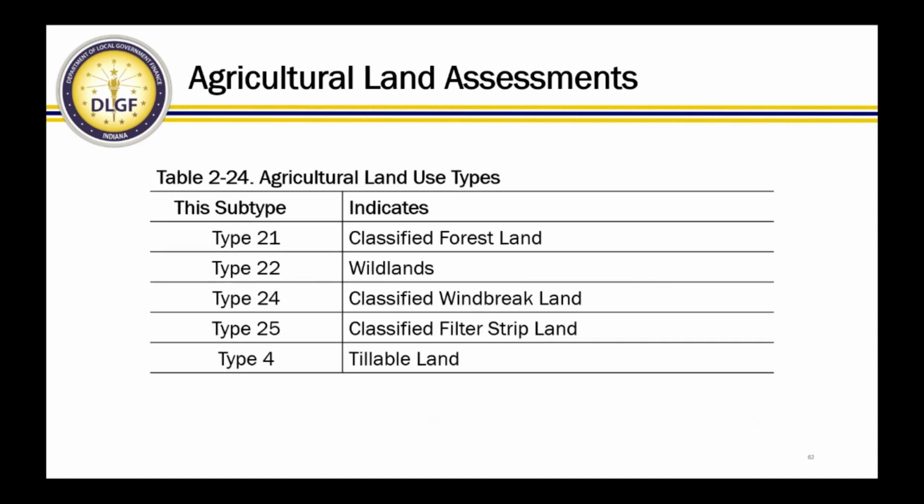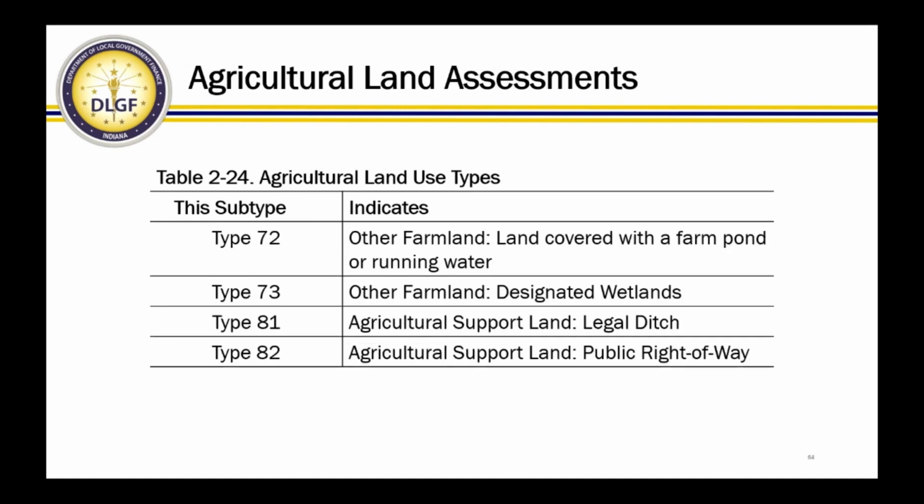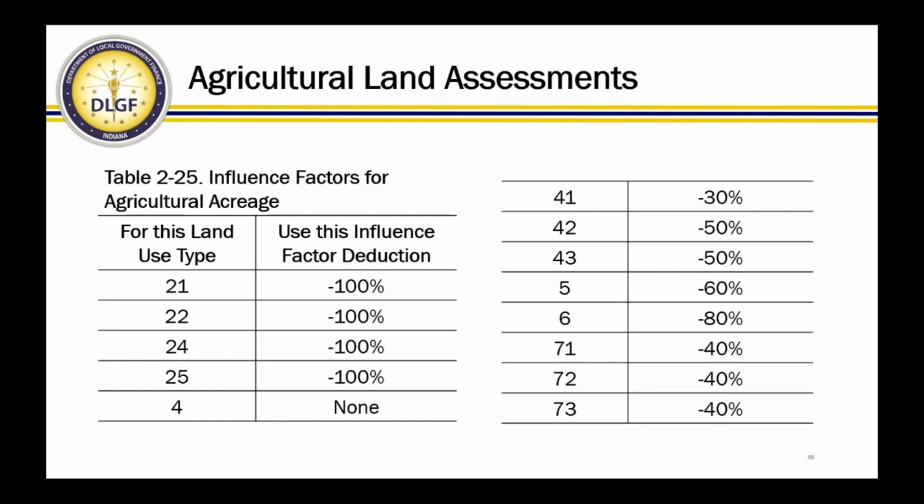We covered earlier the different types of agricultural land use types, and I won't bore you with the names again or the subtypes, but I bring it up because in our guidelines, we do have a chart that shows the different influence factors for the agricultural acreage. So as long as you know the land type, you can go in and see what the influence factor is, and you can see the influence factors range from a 100% deduction to 0% deduction.